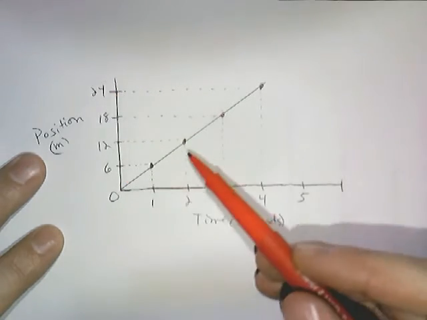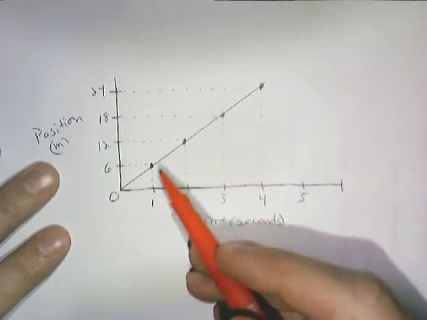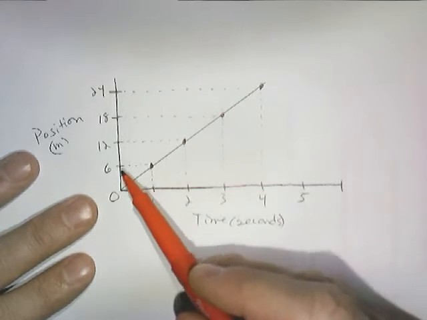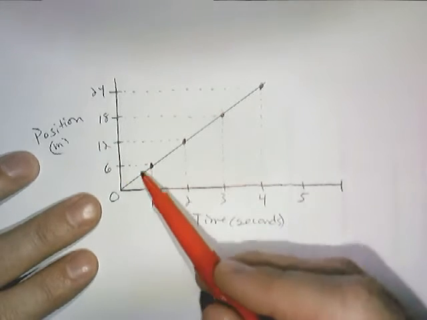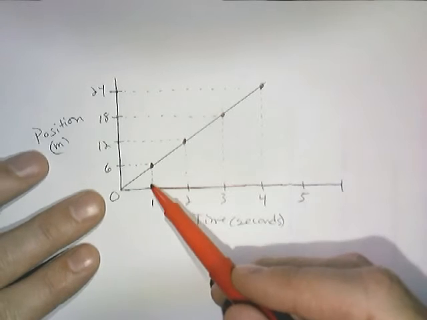This object is traveling. It's a straight line on a position time graph, so I know it's traveling at a constant velocity. The velocity I can determine as the slope. It travels 6 meters in 1 second. So the slope is 6 meters per second, which is the speed.